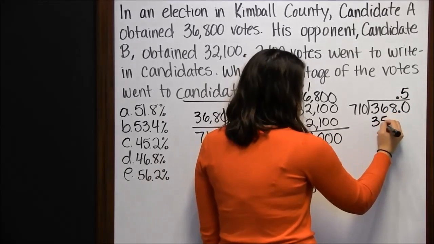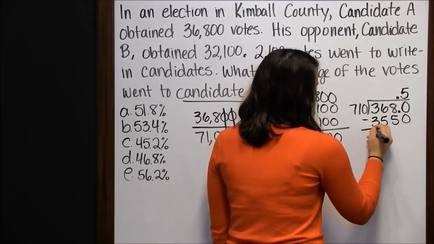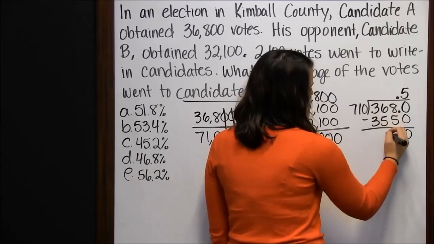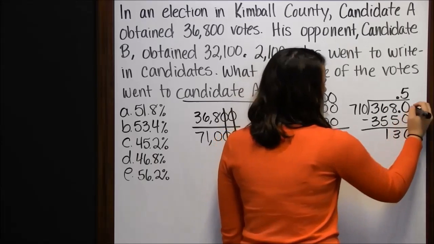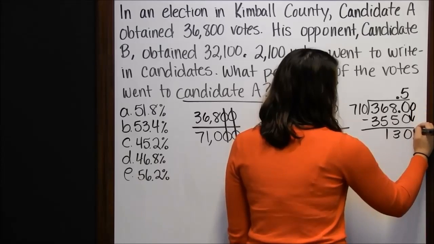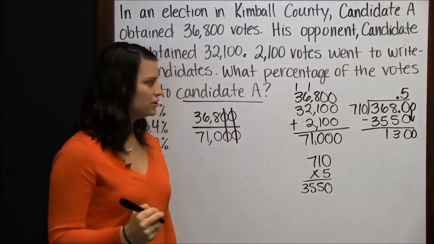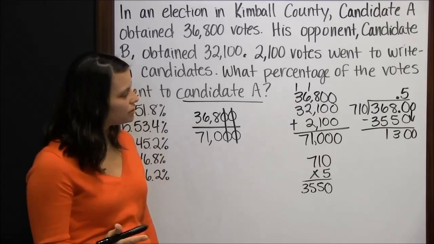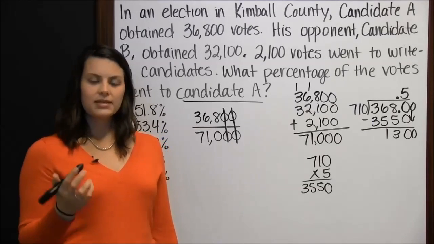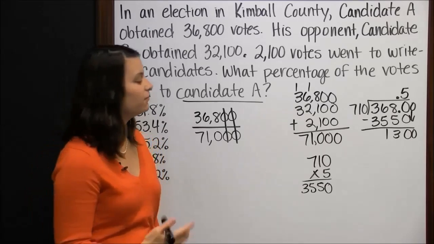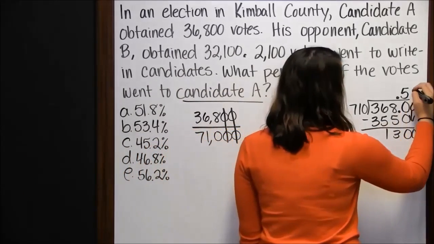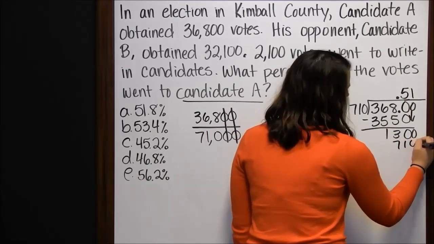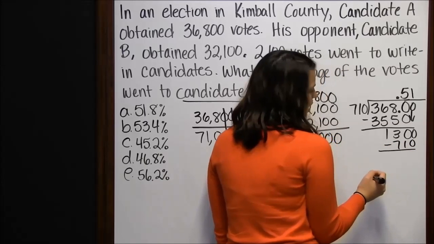We have 3,550. Now we need to subtract, and that's 0, 3, 1, so 130. Then we need to add a 0 and bring it down. 1,300. So 710, and it's only going to go into 1,300 one time because 700 plus 700 would be 1,400, and that's too much. So it's just one time. 710 times 1 is 710. Then we need to subtract.